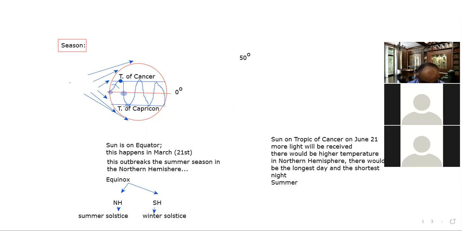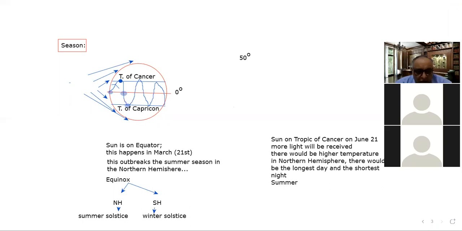Now, as we have studied up to this point, the receipt of light on the surface of the earth determines the temperature and pressure conditions on the earth. Therefore we can say that seasons do change with time.